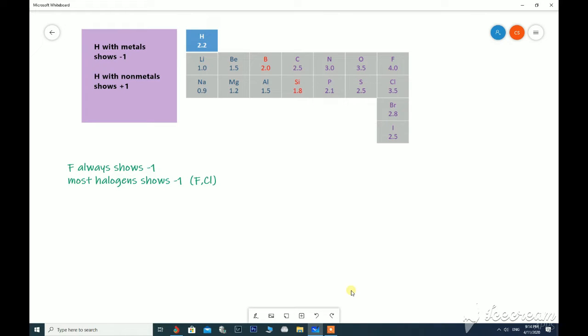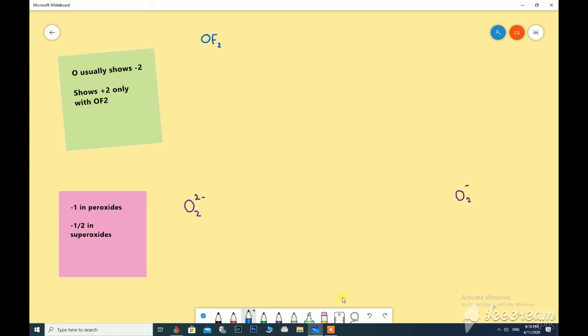Fluorine always shows -1 because it has the highest electronegativity. Most halogens show -1, usually fluorine and chlorine. Let's see more examples when we are calculating the oxidation value. Now let's move to our last rule. Oxygen usually shows -2. It shows +2 only with OF2. Right, let's see how it shows +2 with OF2.